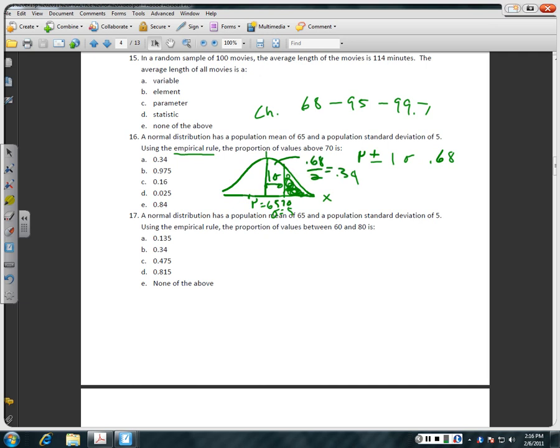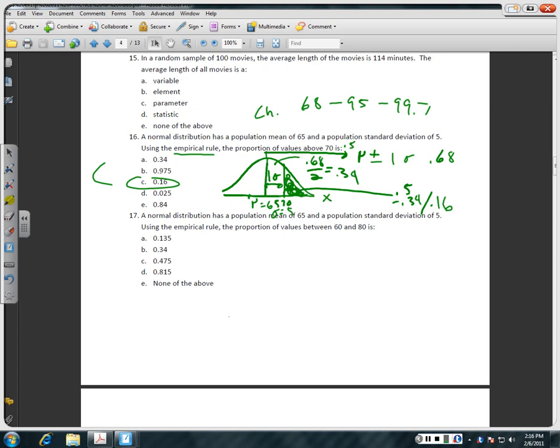Well, we know from the mean up has 0.5 of the data. So if 65 up is 0.5 and 65 to 70 is 0.34, then this area in the tail here is going to be 0.5 minus 0.34, which is 0.16. So the answer on that's going to be C.